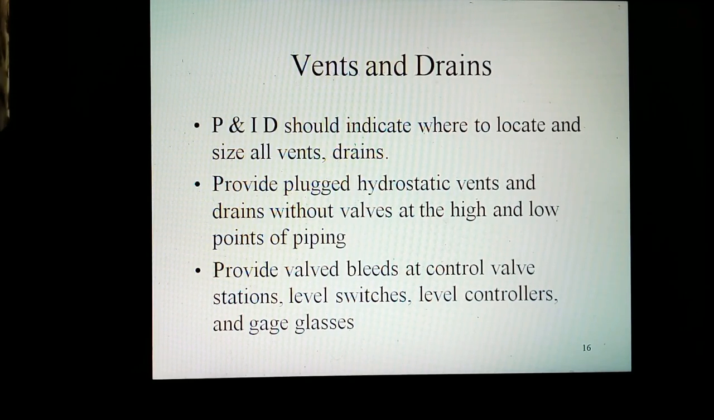Vents and drains. The P&ID should indicate, locate and size all vents, drains, and leads required for process reasons and planned operation. Provide plugged hydrostatic vents and drains without valves at the high and low points of piping. Provide valve leads at control valve stations, level switches, level controllers, and gauge glasses per job standard.